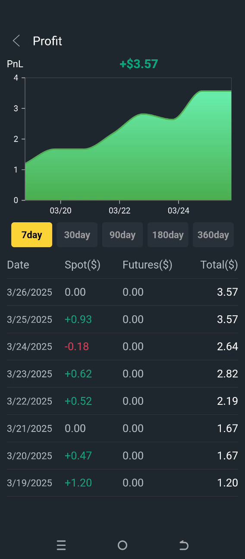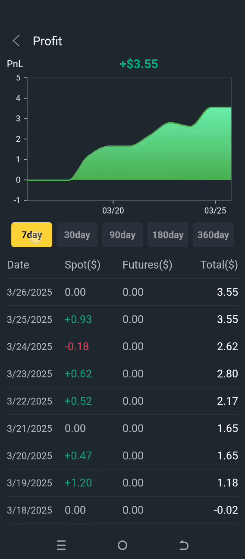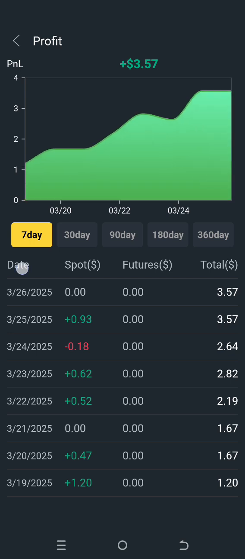All that you're going to see from profits. Now here, if you tap, like I have tapped here, this is what I have earned in the last 7 days. Then when I come to 30 days, it is going to show me everything. Here are the dates, and the wallet you've used for trading. In spot, this is what you've earned. Then in futures, this is what you've earned. Then the total, how much you've earned since you started trading, is here.